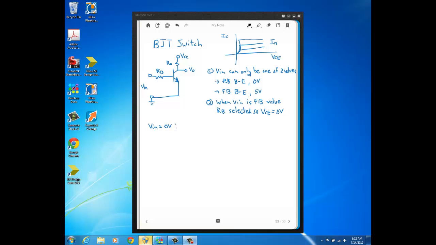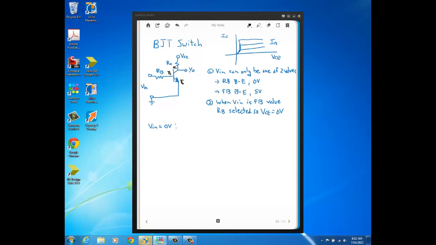Here we're going to look at a BJT being used as a switch. Here's the circuit, where we have an NPN. Again, this is the emitter, and you can see the emitter is grounded, and then we get a base resistor connected between the base of the BJT and VIN. And then here the collector is connected to where the output voltage is taken.